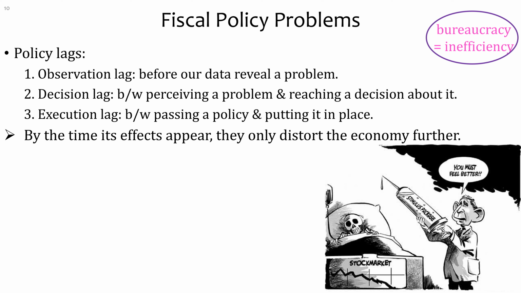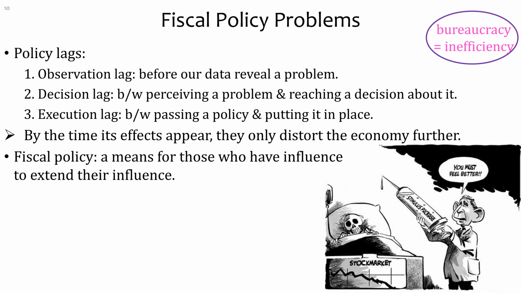And you might be like, hang on, why does it happen? And we talked about why it happens. It's because of all the lobbying and rent seeking, right? So fiscal policy becomes a means for those who have influence to extend their influence. Is there an alternative? Yes, there is. The alternative is hands off.